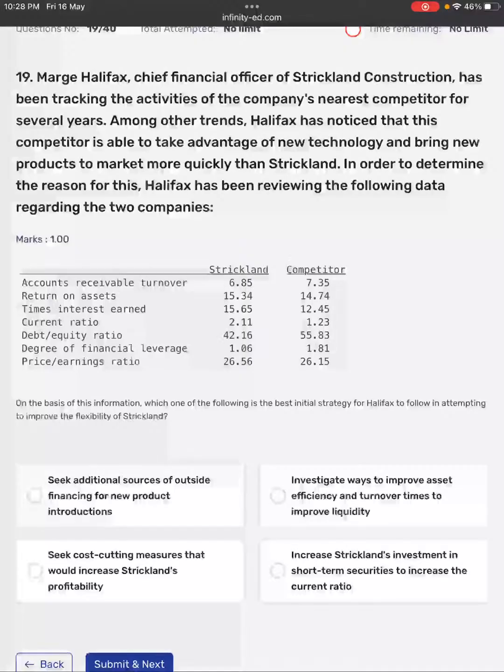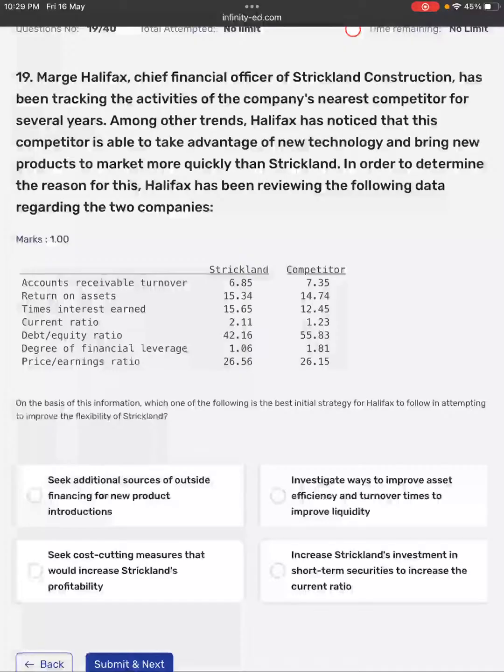Account receivable turnover means if it is higher, as with the competitor compared to Strickland, then the collection period is faster. The day collection of accounts receivable will be the total days in a year divided by the account receivable turnover.